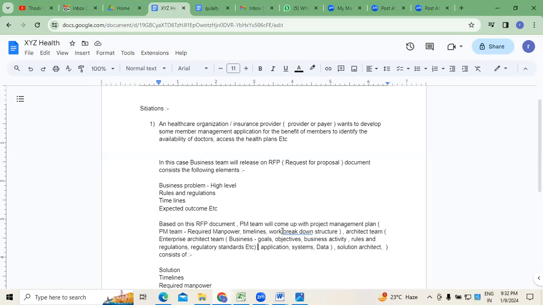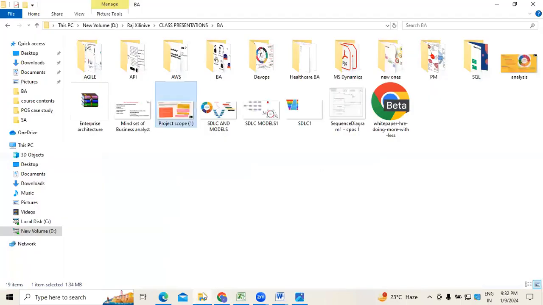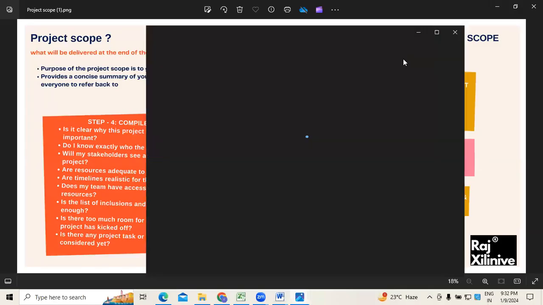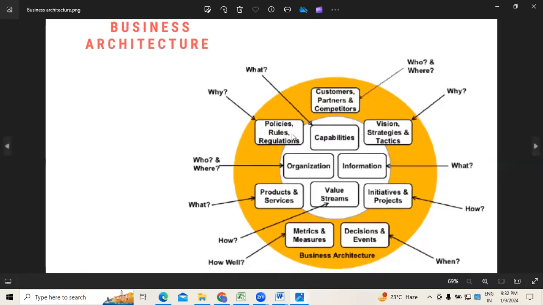So if you want to understand that, first of all, you need to understand the business architecture. Understood? So what does business architecture consist of? Business architecture stands for policies and procedures, rules and regulations, customers, their competitors, the company's vision, strategy, tactics, and services. On the customer side, what products and services they are going to offer, and what metrics and measures they use to evaluate the performance of their business. All of these come under business architecture.